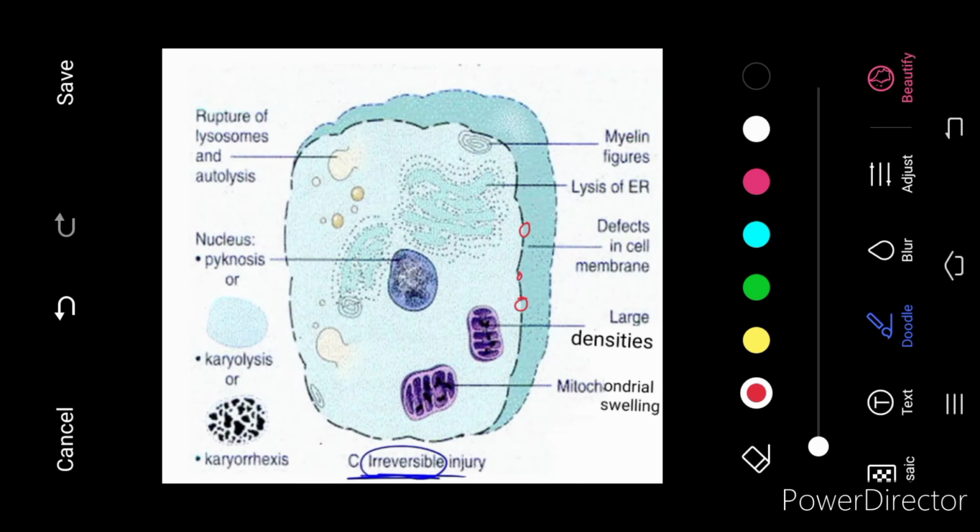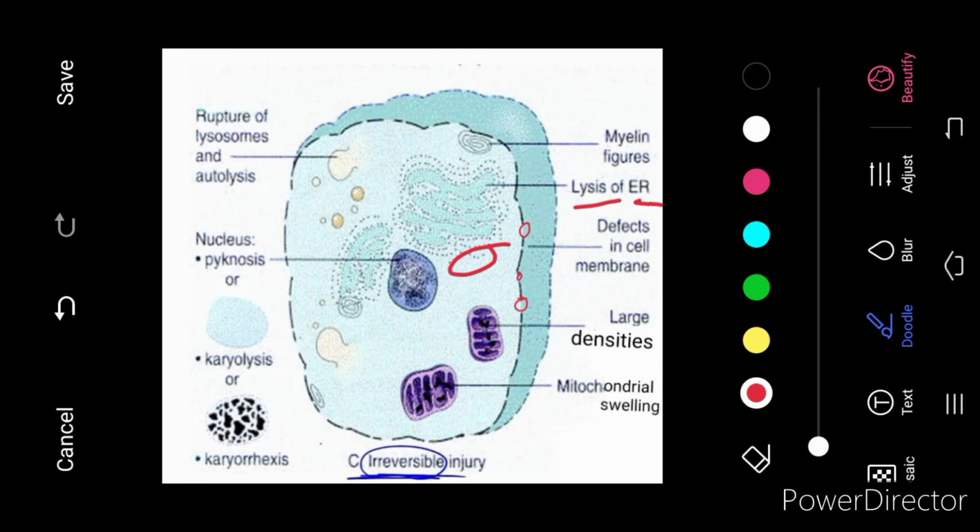There is presence of holes, and because of these holes all the cell nutrients and contents come out, causing shrinkage of the cell. And we can also see that there is no bleb formation as in reversible cell injury. Second point is endoplasmic reticulum. In reversible cell injury, we have seen that there was swelling of endoplasmic reticulum, but here in irreversible cell injury, we can see that there is lysis of endoplasmic reticulum with the disruption of ribosomes from the endoplasmic reticulum.